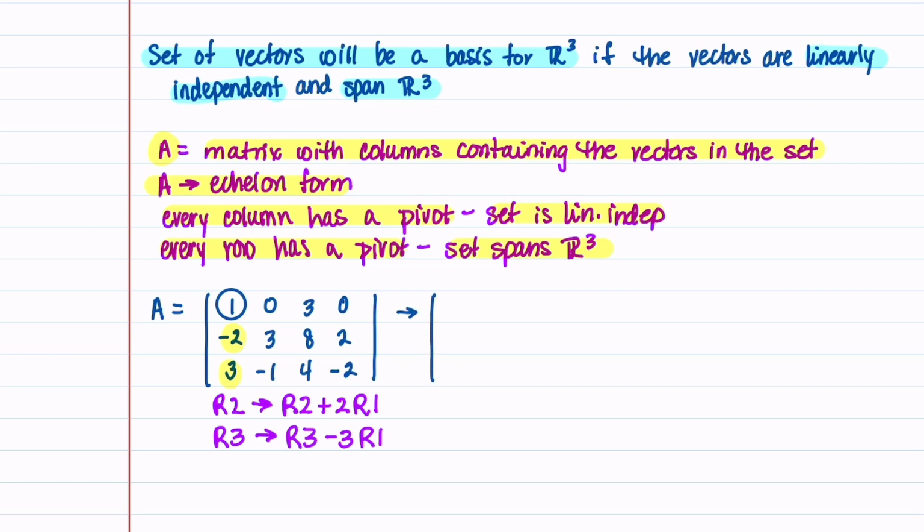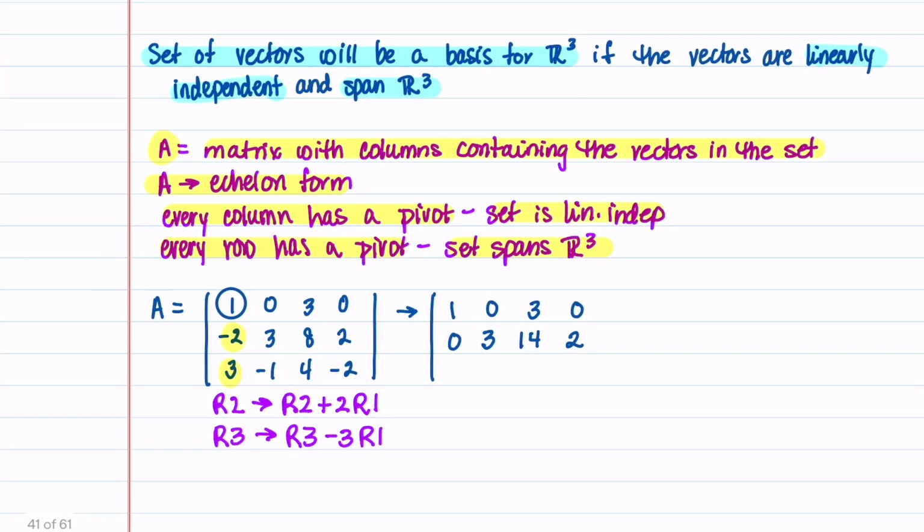Our first row is going to stay the same. And then our second row is going to become a 0, a 3. We have a 3 times 2, which is 6, plus 8 gives us a 14. And then we have a 2. And then let's go ahead and go to our third row. We're going to multiply our first row by minus 3 and add it to our third row. So we get a 0, a minus 1. We then have a 3 times minus 3 gives us a minus 9, plus 4 gives us a minus 5. And then because of a 0 there, our minus 2 stays the same.